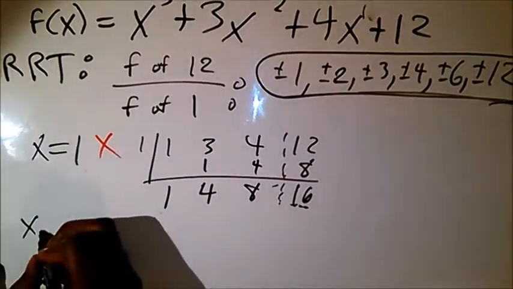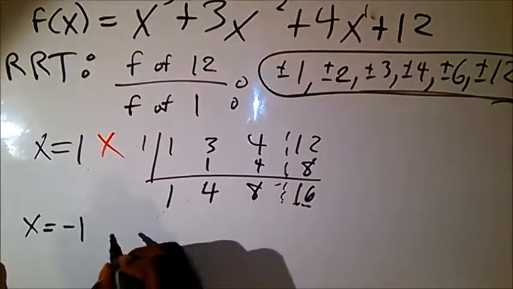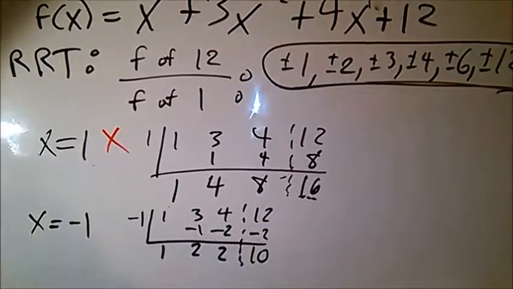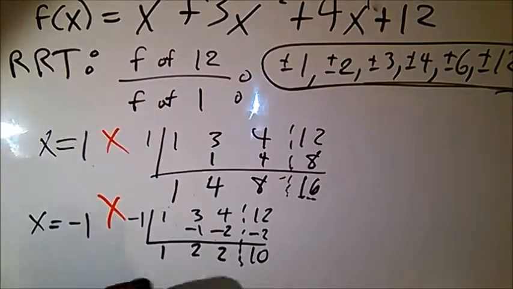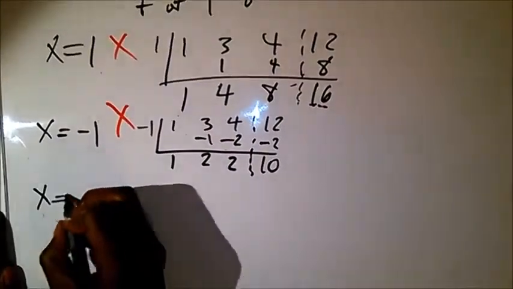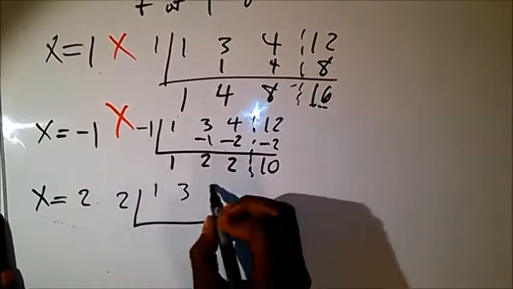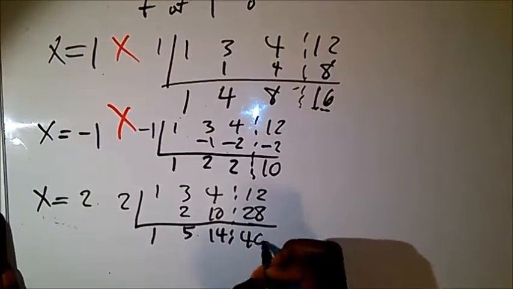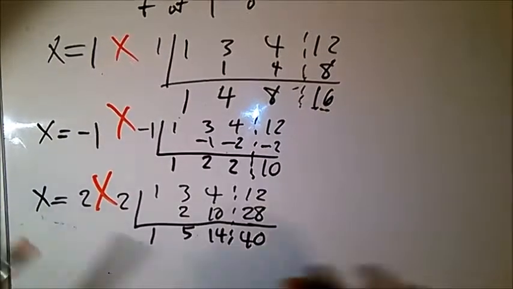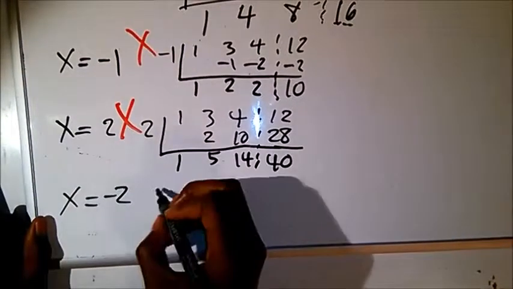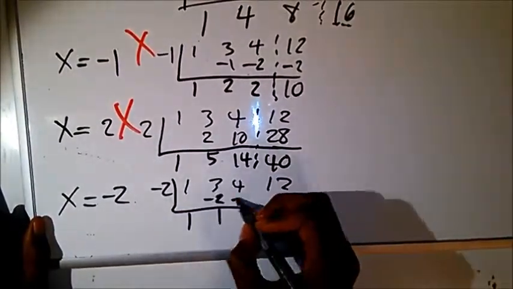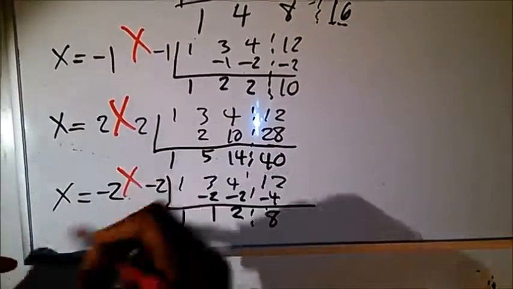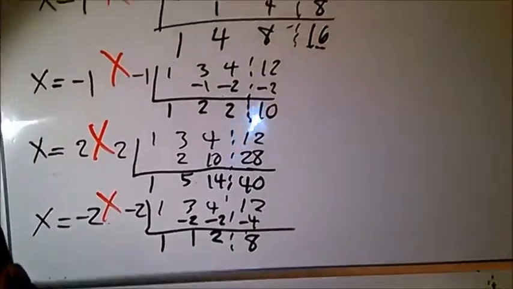x is equal to negative 1. Okay, this doesn't pass the test. It's not an x-intercept. Okay, x is equal to 2. It'll be 28. It'll be 40. Doesn't pass the test. Let's keep going. x is equal to negative 2. Okay, so we're going to have 8. This one also doesn't pass the test. Okay, keep on going. Keep on tracking.